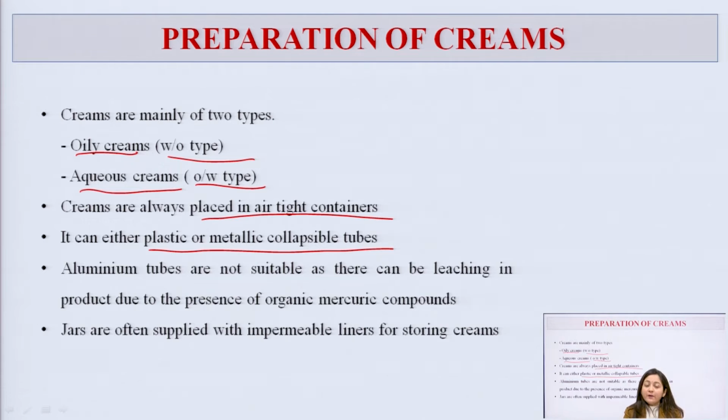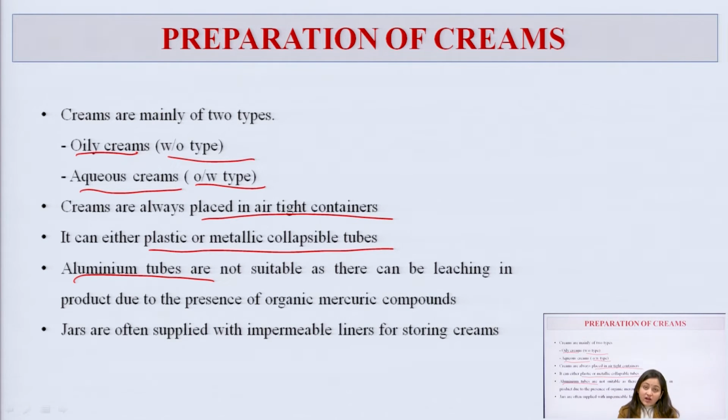Leaching is a phenomenon in which the product gets contaminated because of the presence of the metal or material into which it is being packed. So, to prevent contamination of our product and to prevent leaching of aluminium into our product directly, we avoid using aluminium metal tubes.